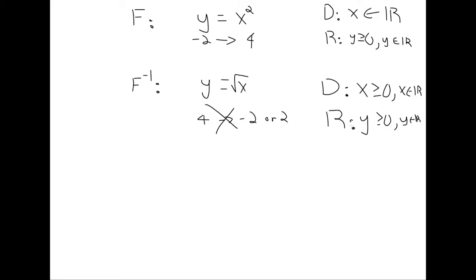So we have to change this range somehow, right? And we can do that by changing the actual function. So this function is actually not the correct inverse. It doesn't work because it's just y equals the square root of x, and y is always going to be positive.